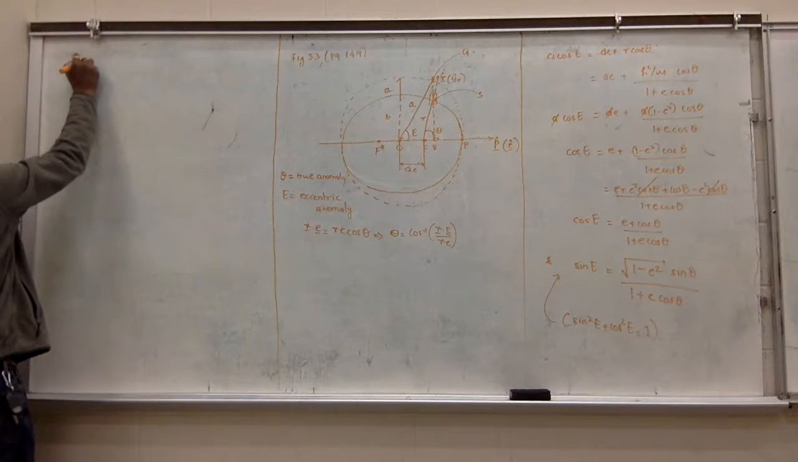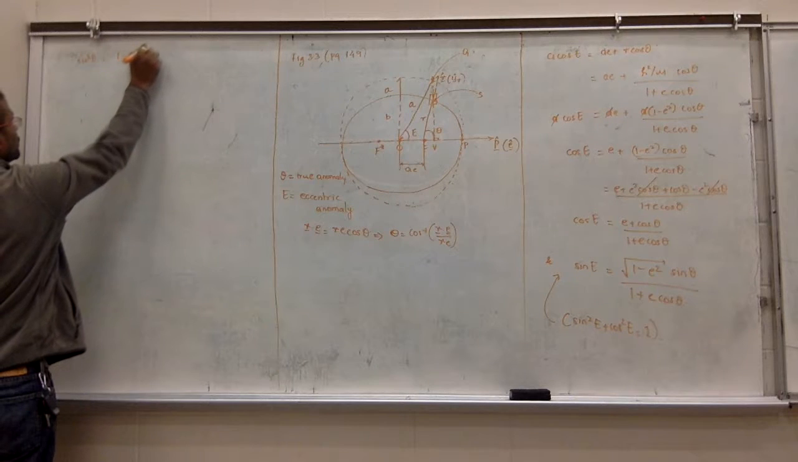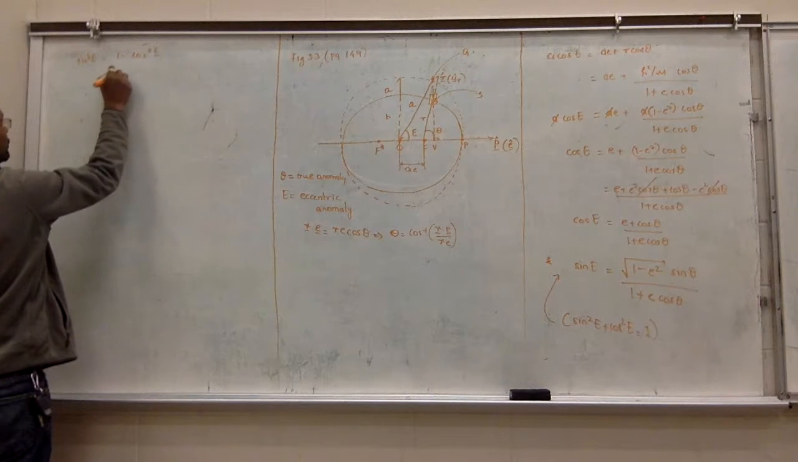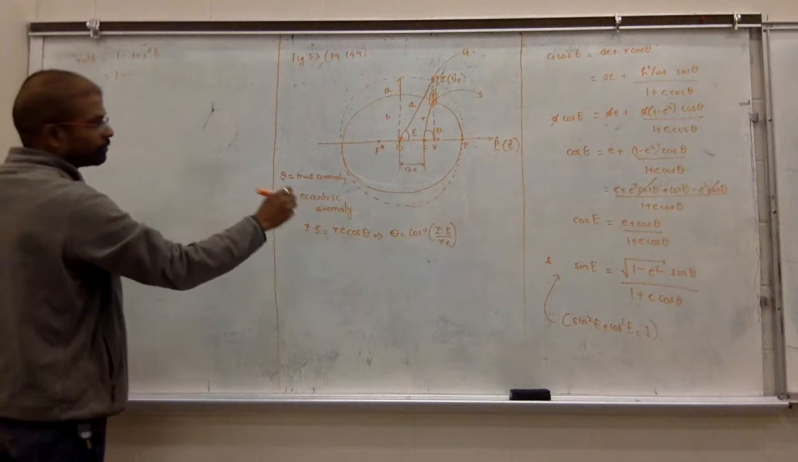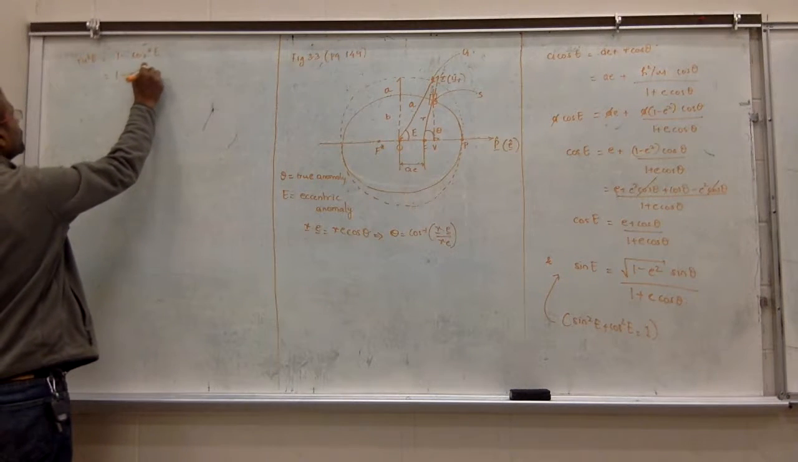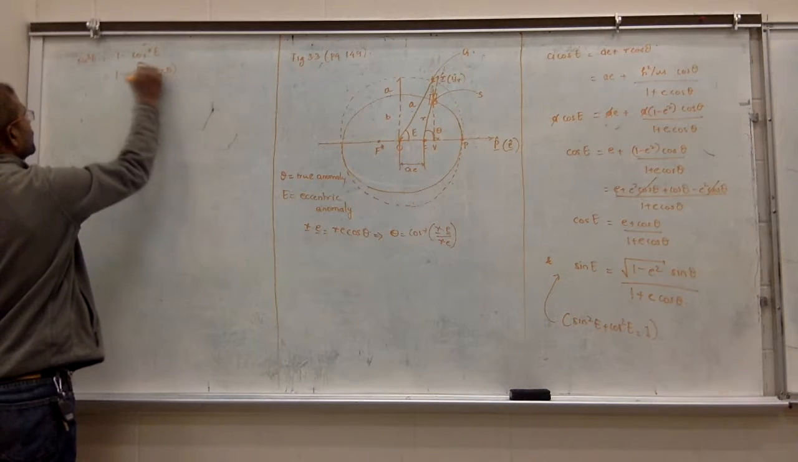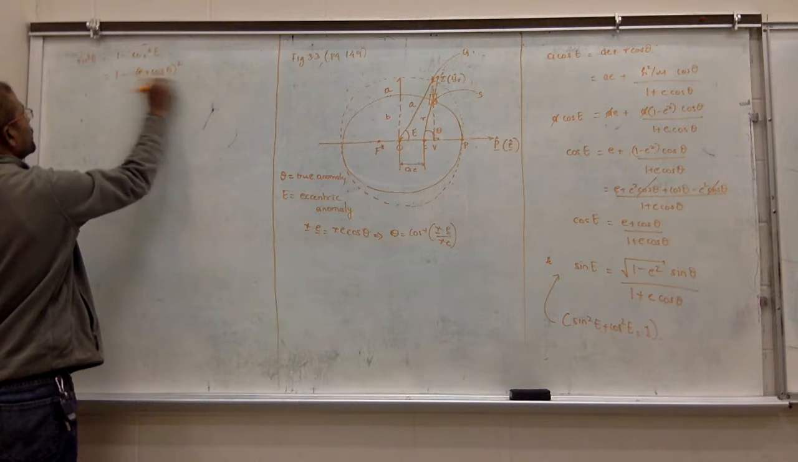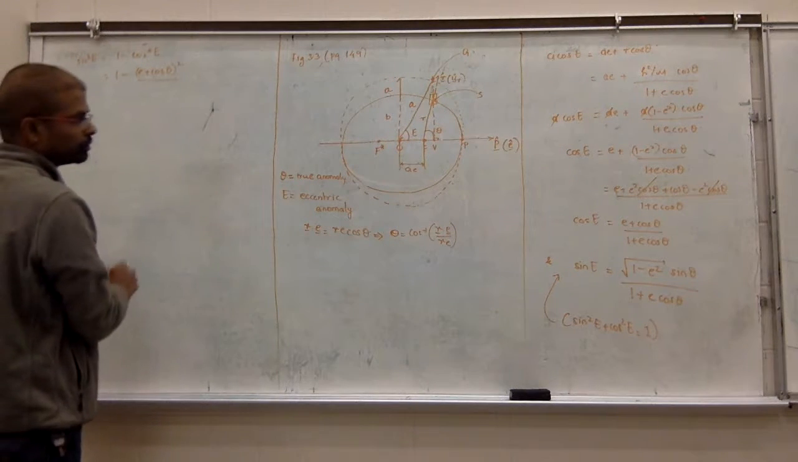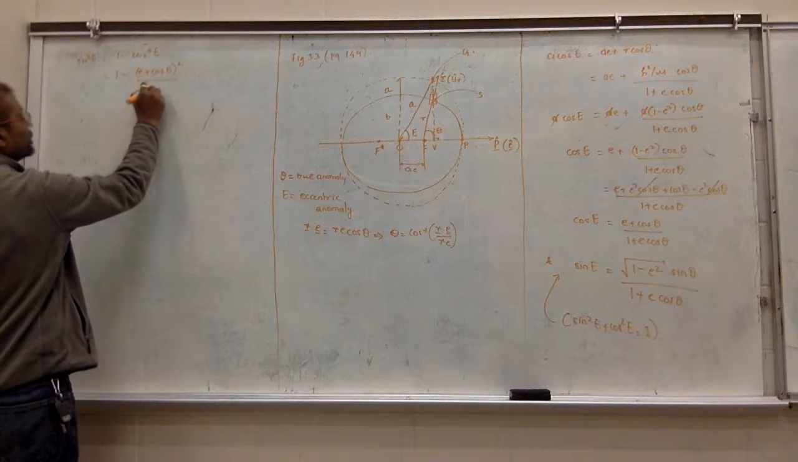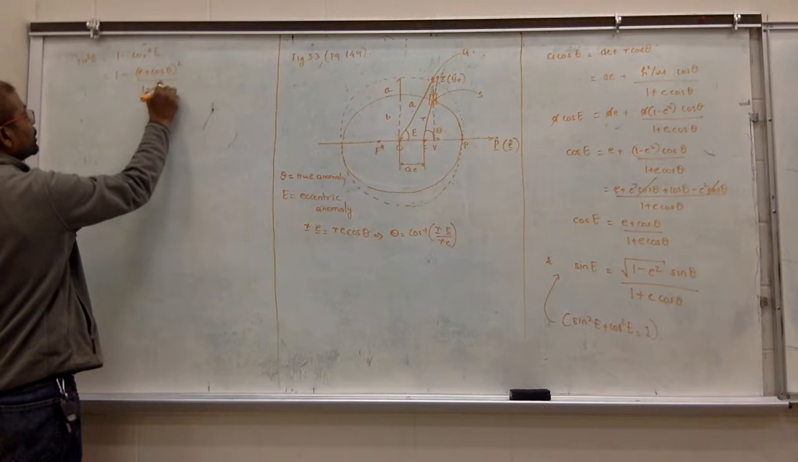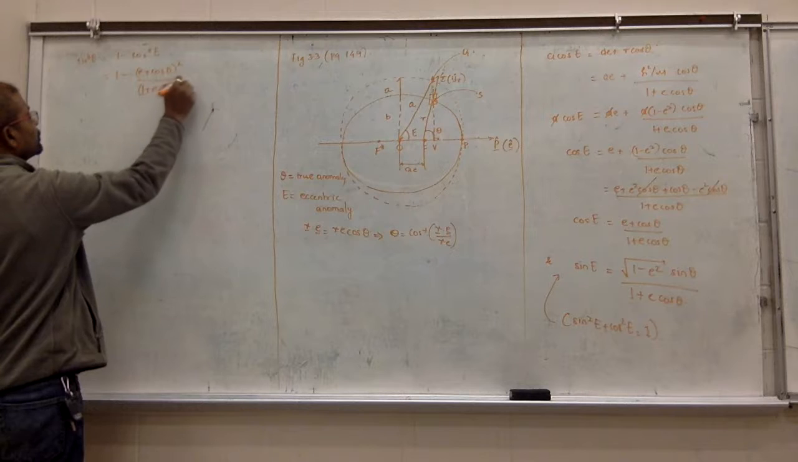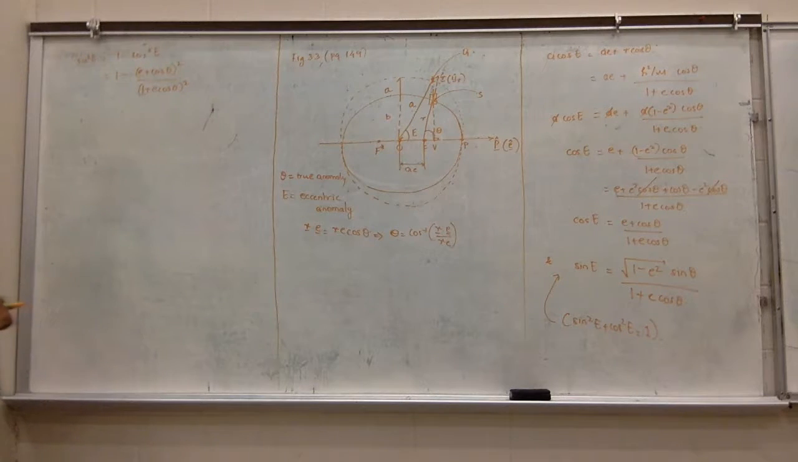You have sine square E is equal to what? 1 minus cosine square E, right? 1 minus, you have e plus cosine theta, square, divided by 1 plus e cosine theta square. Okay? This is okay?